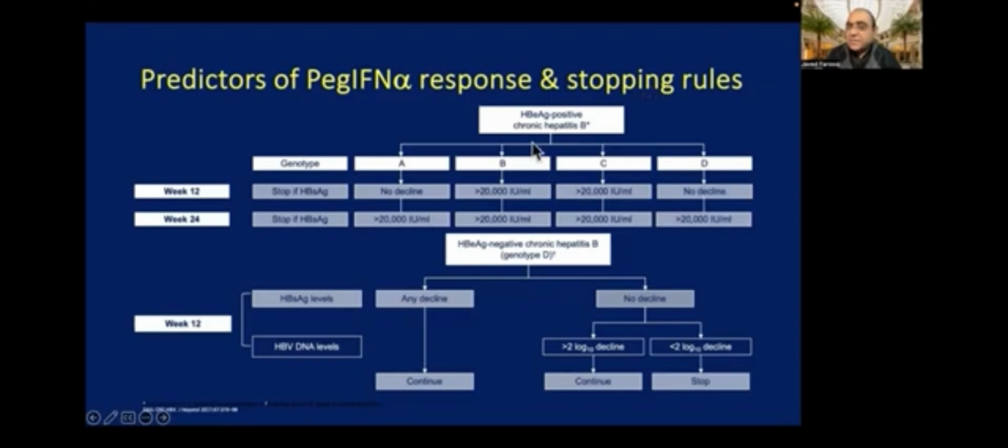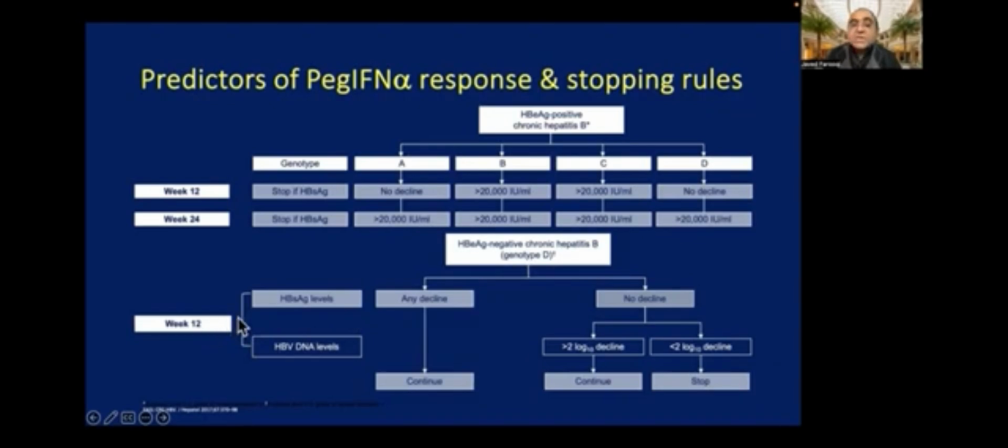For HBe antigen positive chronic hepatitis B, we come to this later on. First, we go for HBe antigen negative chronic hepatitis B. If the patient has genotype D, we know that genotype D is the worst responder, their response is very low. So instead of continuing treatment for 12 months or 1 year, you can ascertain whether you should continue the patient on treatment or not, especially with genotype D.